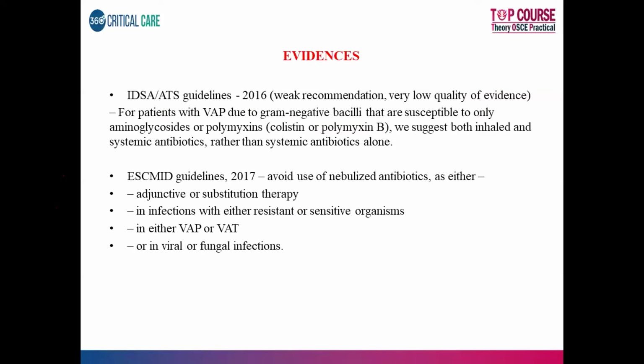Okay. So now coming to evidence. What are the guidelines telling about whether we can use inhaled antibiotics or not? Your IDSA ATS guidelines 2016 have a weak recommendation and a very low quality of evidence for the use of inhaled antibiotics. So what did they say? For patients with VAP due to GNB that are susceptible only to aminoglycosides or polymyxins, we suggest both inhaled as well as systemic antibiotics rather than systemic antibiotics alone. But it is a weak recommendation.